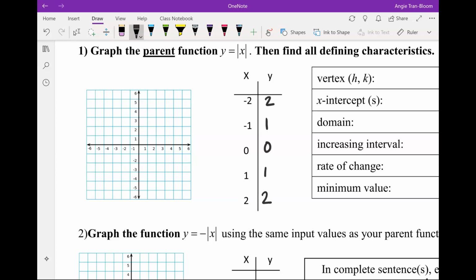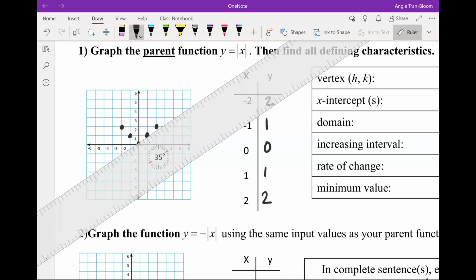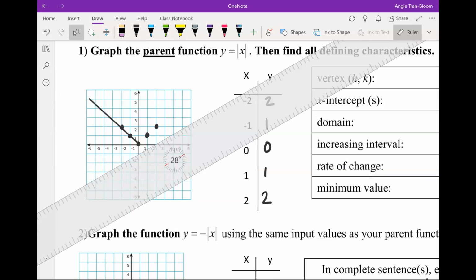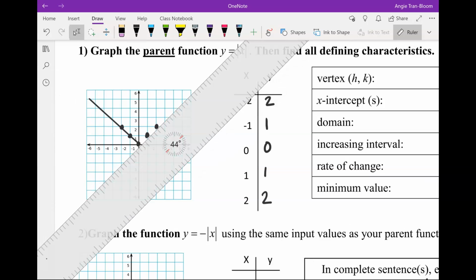All right, plot it for me. At -2, you go up 2, -1, 1, 0, 0. 1 is 1 and 2 is 2. Raise your hand if you know what shape this makes. It's close. It's close to a parabola, but it's not a parabola. It's a V. Good job, whoever said V. It's totally a V, okay? That means you need a corner down here.